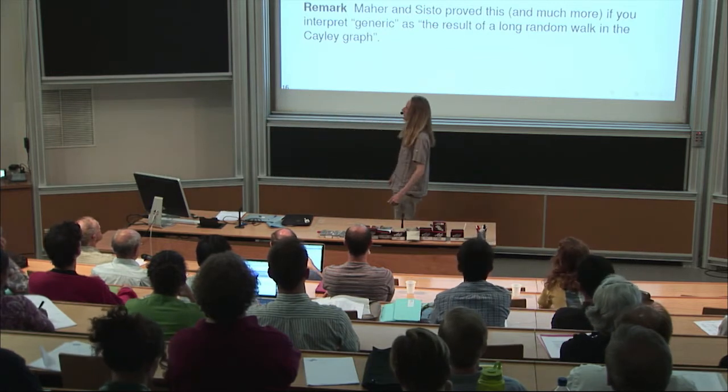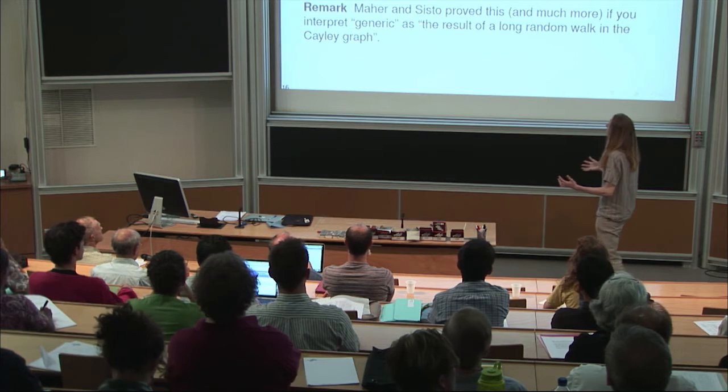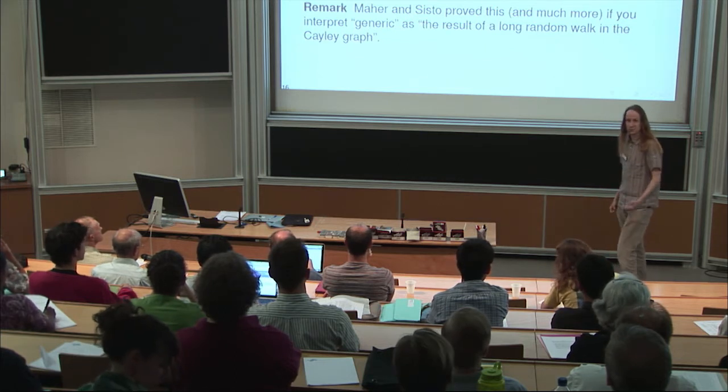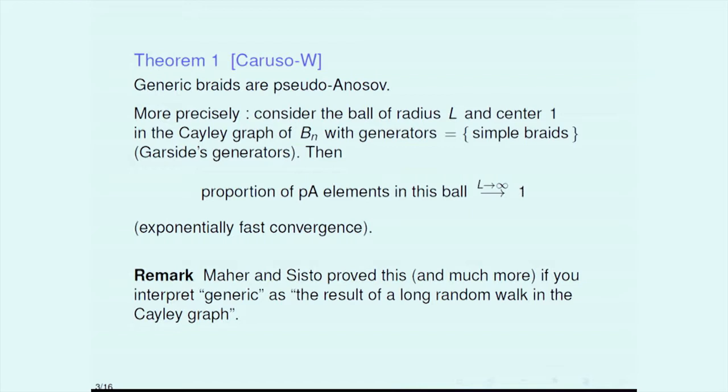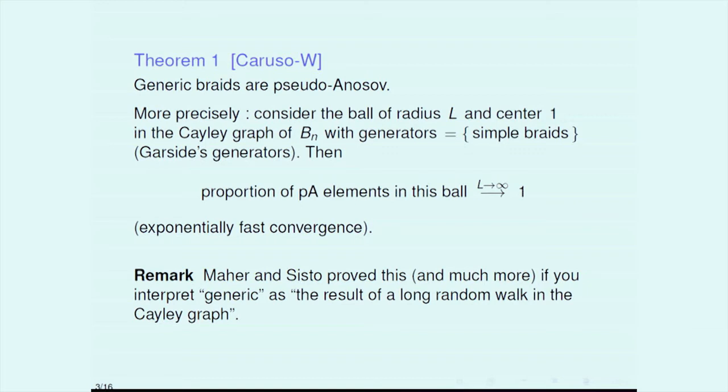It should be pointed out that the slogan "generic braids are Pseudo-Anosov" can be interpreted in various ways. The most well-known of these is that you take as a generic braid the result of a long random walk in the braid group with your favorite generating set. In that case, the analogous result was already proven, and actually a lot more was proven, by independent work of Ma and Sisto.